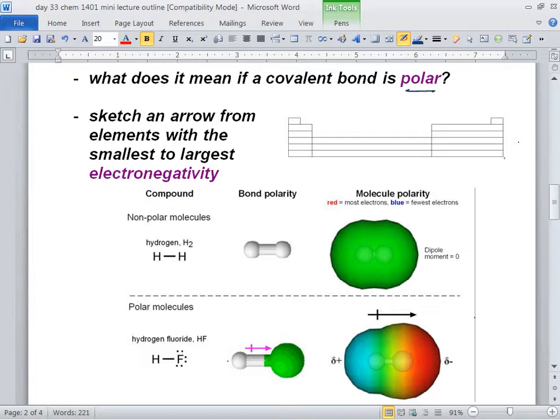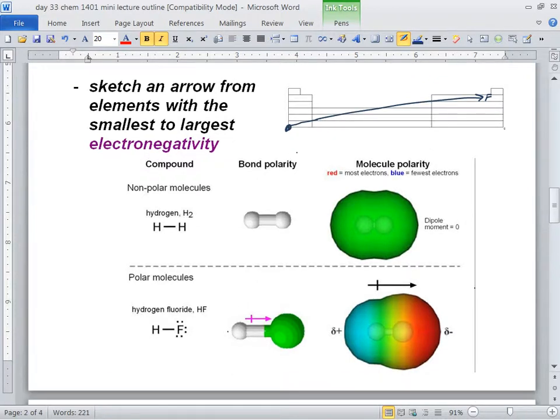Okay. Sketch an arrow from the elements with the smallest to largest electronegativity. Steph, Connor kind of already answered this, but where would you draw from where to where? Yeah, from here all the way to which element? F. So pretty much F. All right. And then they gave you some ideas here. This is some more visualization.